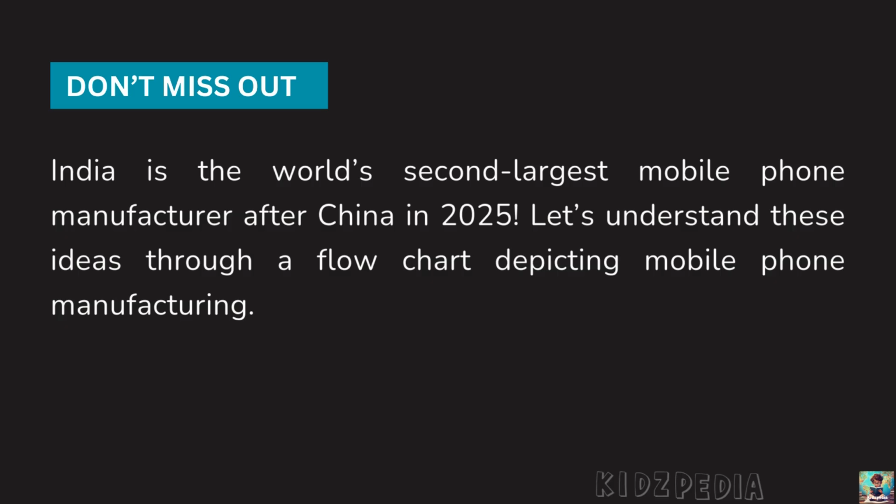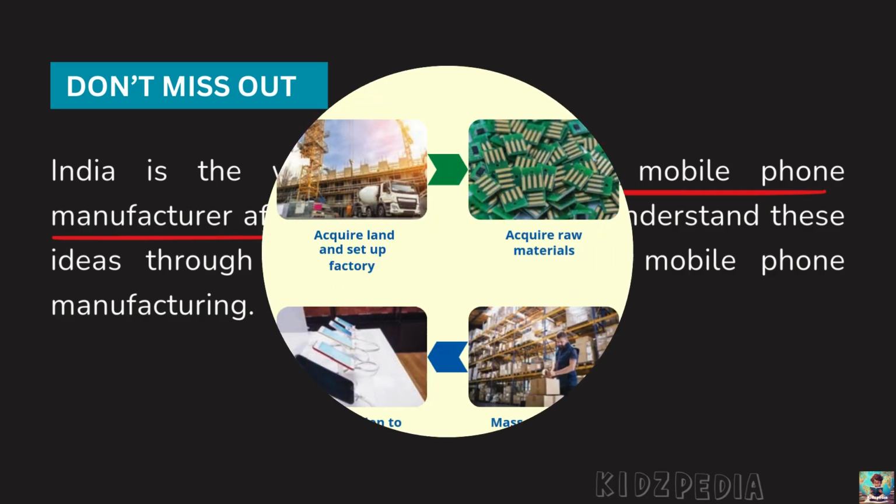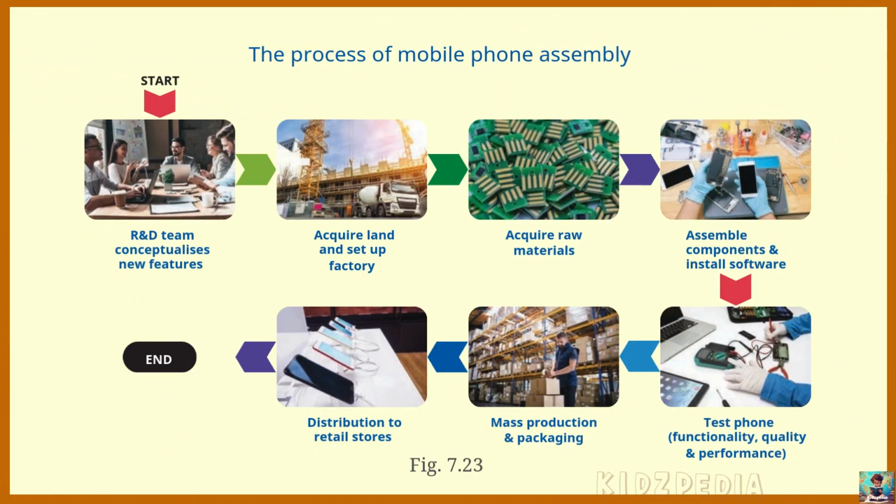Don't miss out. India is the world's second largest mobile phone manufacturer after China in 2025. Let's understand these ideas through a flow chart depicting mobile phone manufacturing. Figure 7.23, the process of mobile phone assembly.